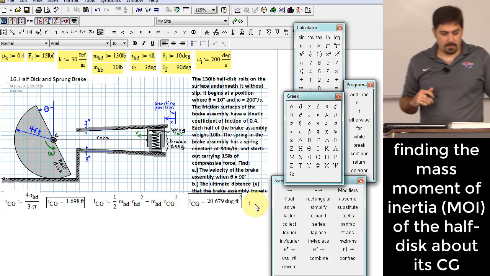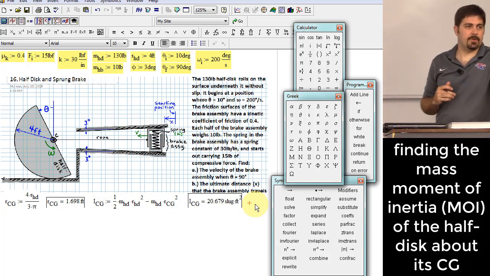All right. Where do you want to go next? I'll let you help me drive. All right. What do you want to do next on this problem? Someone suggests a free body diagram.